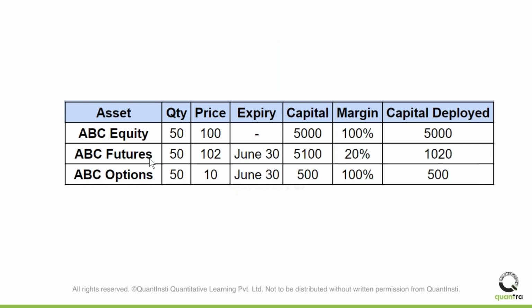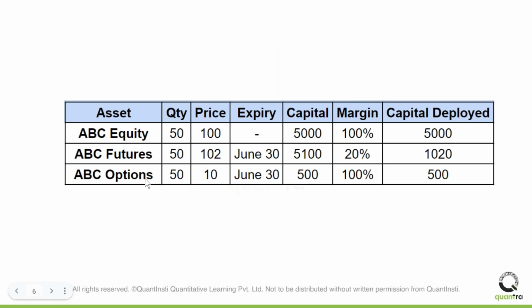Now in the second case, if he wants to buy futures with a price of 102, generally it comes at 5,100. But when you are trading futures, you need not pay the entire amount. On an average, if you pay a margin amount, you will get the position open. So the margin amount is 20%. So he spent 1,020 to buy 50 futures with a price of 102.